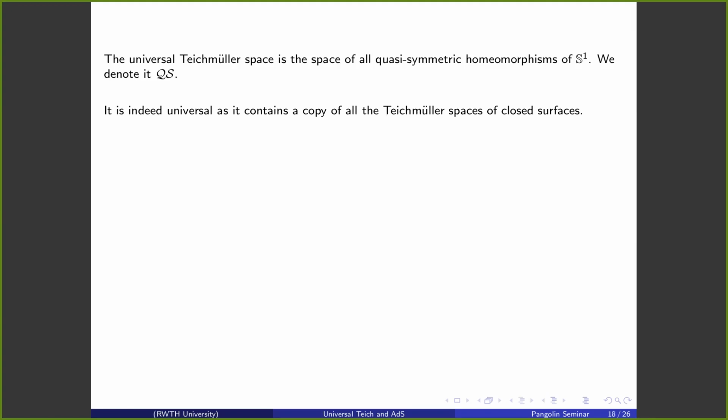I think one of the ways to see that is, if you fix a point in the Teichmuller space, which is a hyperbolic structure, you consider the conformal class of this hyperbolic structure, and if you have another one, you can relate the two conformal structures by a quasi-conformal map. And this map between the two surfaces is going to lift to the universal cover and extend to the boundary as a quasi-symmetric homeomorphism, so that you can embed the Teichmuller space into the universal Teichmuller space.